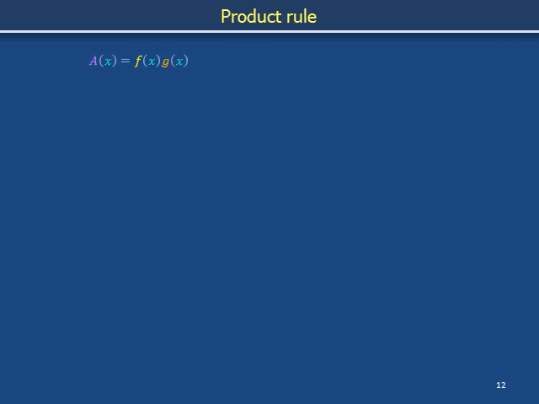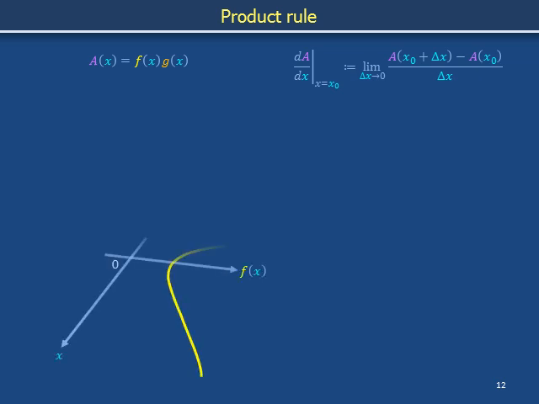A of x is the product of f of x and g of x. We want to calculate the derivative dA/dx at x equals x naught, which is the limit as delta x approaches 0 of the numerator A of x naught plus delta x minus A of x naught, divided by the denominator delta x.